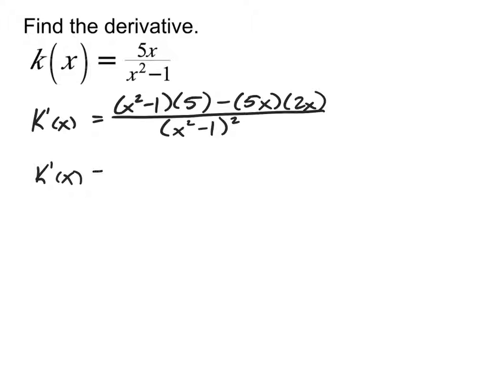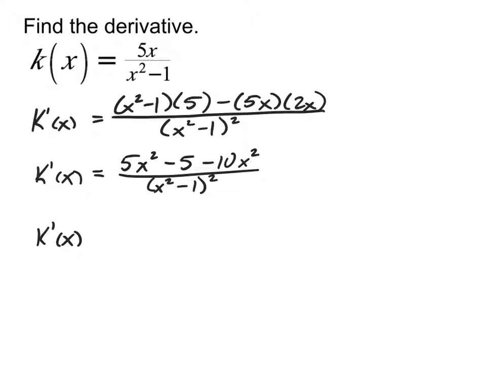We want to be able to simplify, especially something that looks like that. So if we do some distributing here, 5x squared minus 5 minus 10x squared. And I'm just going to go ahead and leave this factored on the bottom. It'll actually make it easier to figure out if there's anything that can cancel later on if we get opportunity to. And so on the top then I end up with a negative 5x squared minus 5 all over the x squared minus 1 squared.